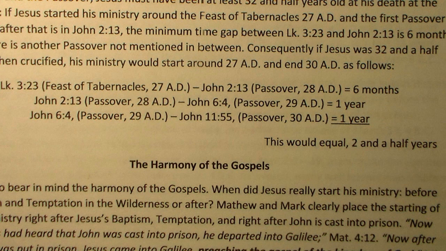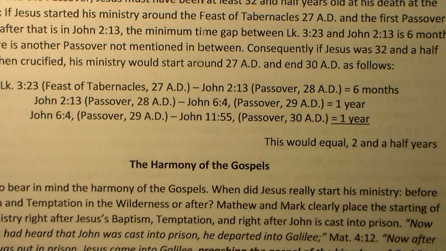And from John 6:4, from that Passover mentioned in 29 AD, through John 11:55, which is the last Passover mentioned, in 30 AD, would be 1 year. So you add 6 months plus 1 year plus 1 year, and of course that would equal 2.5 years.